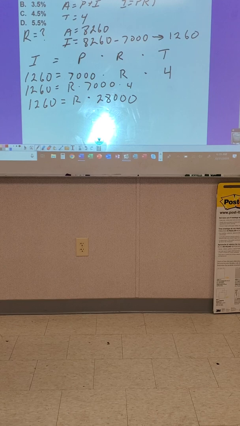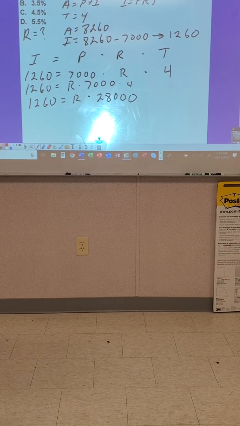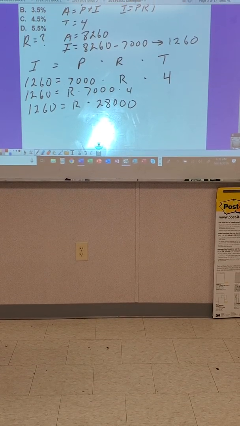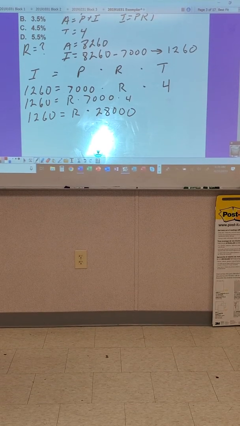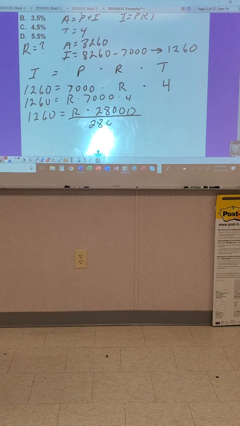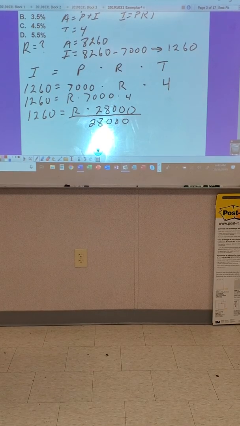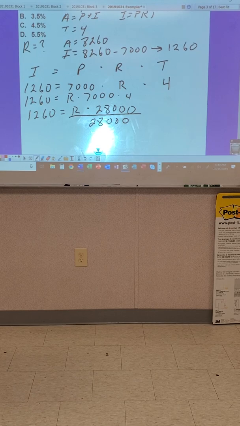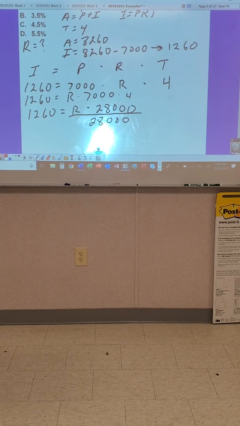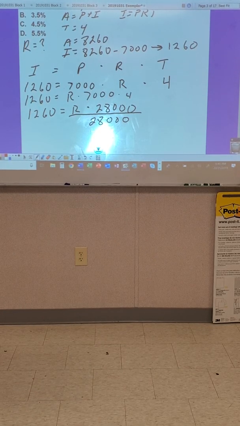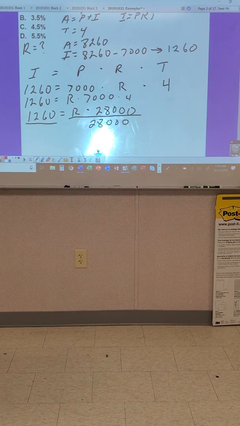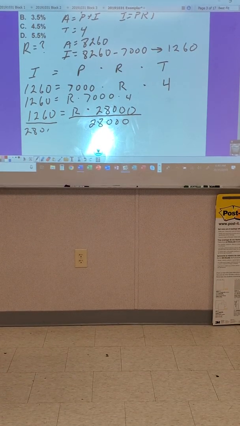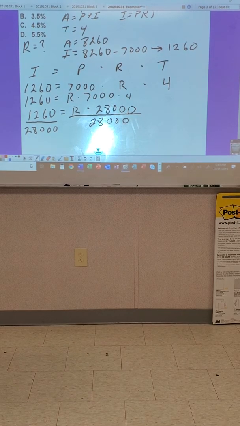So we need R all by itself. Since we're multiplying the rate times 28,000, the opposite of multiplication is division. So we're going to divide the right side by 28,000, and that will cancel out the 28,000 on the right. But this is an equation, so whatever we do to the right, we have to do to the left. We divide the left by 28,000. That will give us our rate.